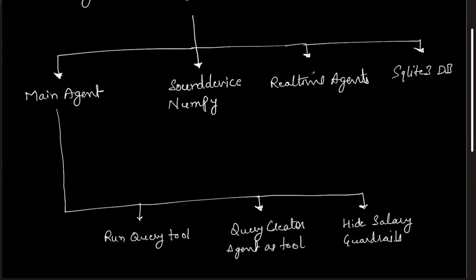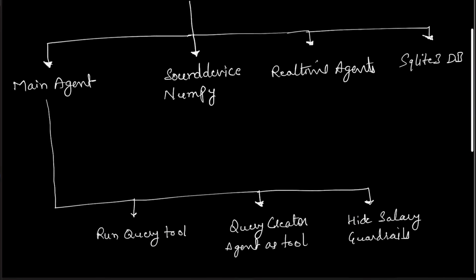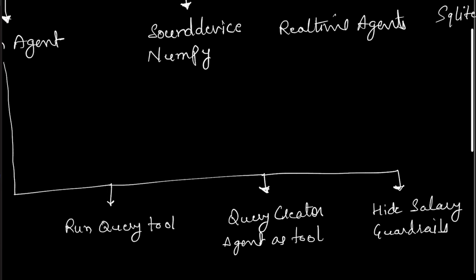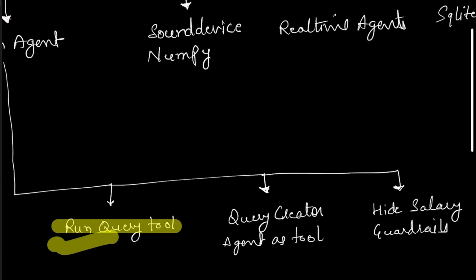Okay, talking about the main agent, this is a really important thing, because a lot of things are happening here. First of all, if you see here, we have a run query tool. So whenever we ask something, there has to be a query which we should run on the SQLite database, to get the result out. So we are going to create a tool that is going to run the query. But from where do we get the query? Obviously, we are going to ask the AI to generate the query.